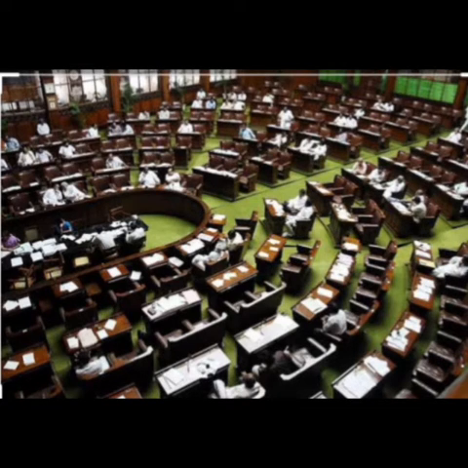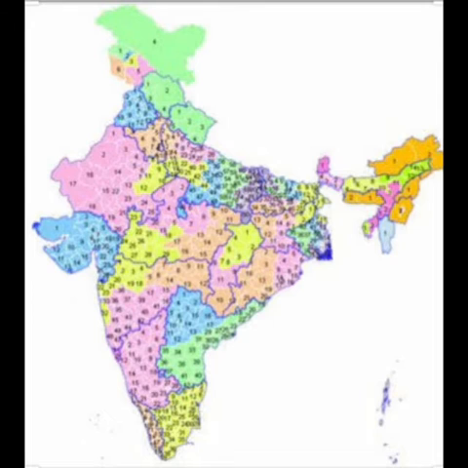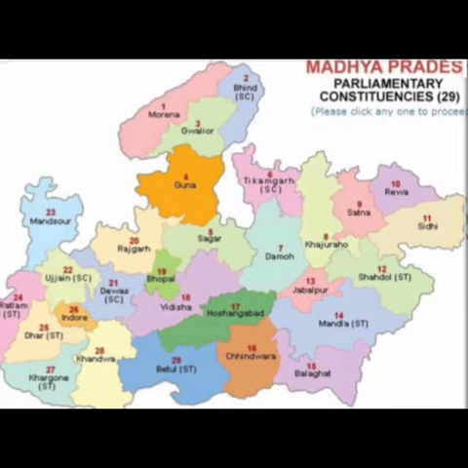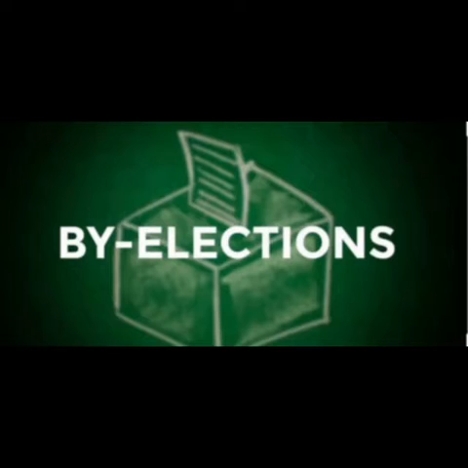Elections are held in all the constituencies at the same time, either on the same day or within a few days. This is called general elections. And sometimes an election is held only for one constituency to fill a vacancy caused by death or any other reason. This is called a by-election.